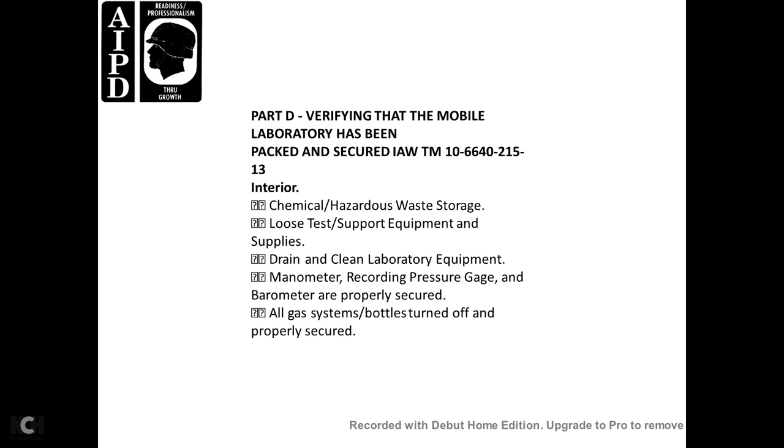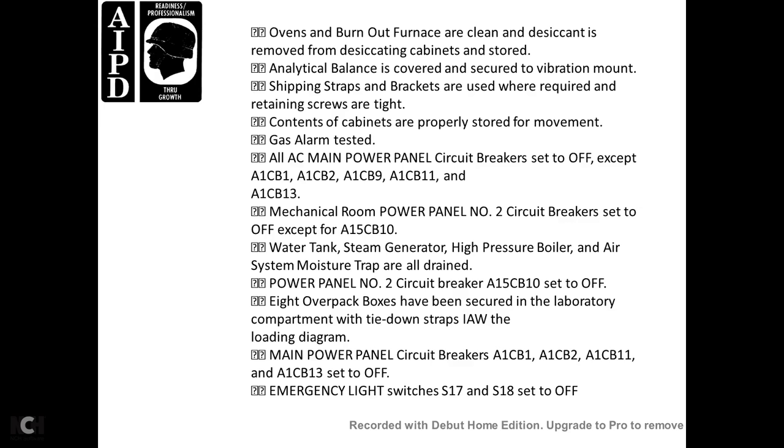Part D, verifying the mobile laboratory has been packed and secured in accordance with the technical manual. The chemical hazardous waste is stored, and loose test support equipment and supplies are secured. Drains are clean, laboratory equipment, manometer, recording pressure gauge, and barometer are properly secured. All gas system bottles are turned off and properly secured. Ovens and burner outlet furnace are clean and disconnected and removed, and cabinets and stored analytical balance are secured at the cover with the vibration mount. Straps and brackets are used as required with the retaining screws tight, and the cabinets are properly stored for movement.